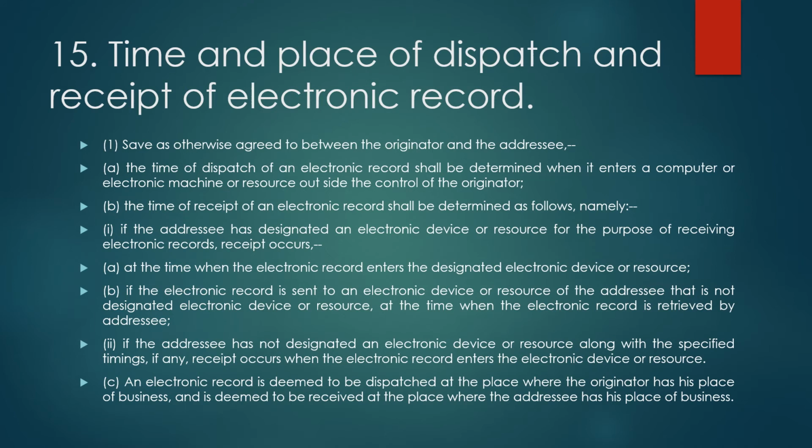Now, what is dispatch of electronic record? Dispatch means to send something, especially goods or a message, somewhere for a particular purpose. So dispatch of electronic records means to send an electronic record to somewhere or someone for a particular purpose. Now, what is time and place of electronic contract?